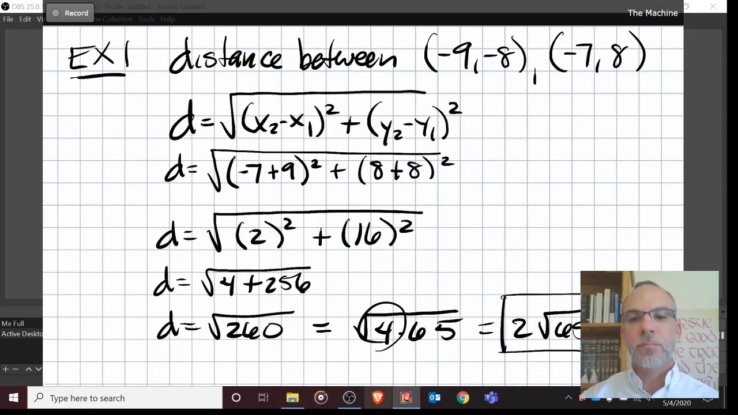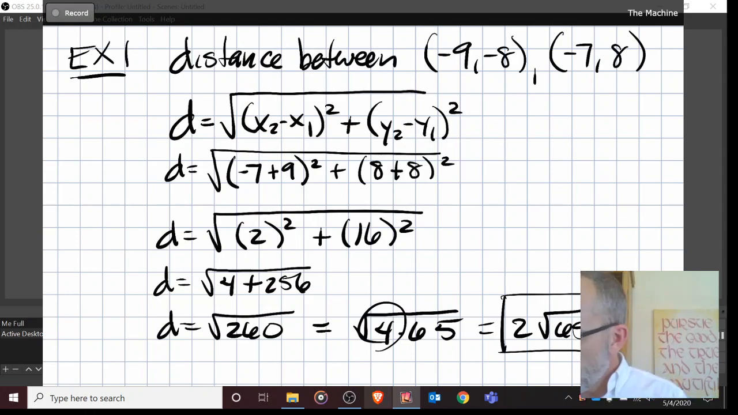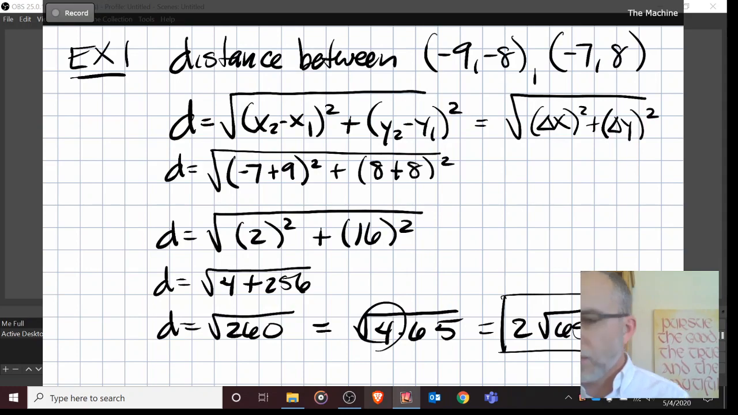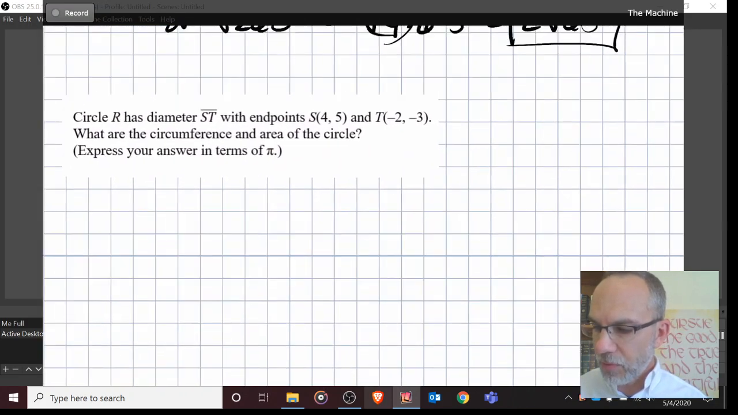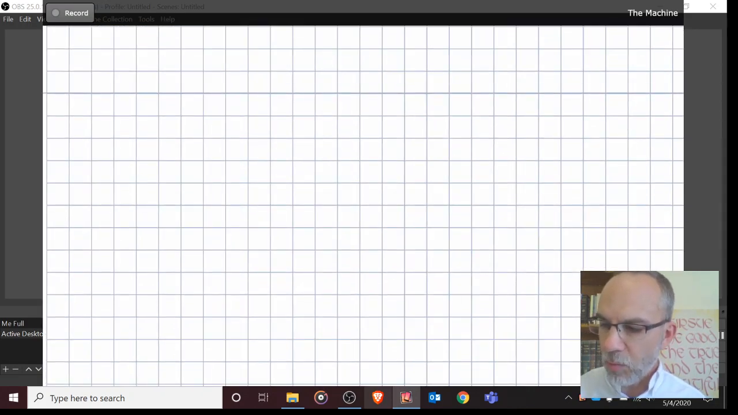How'd you do? Okay, good. You might even do it at this point. To write the formula down, you might even call it the square root of the change in x squared plus the change in y squared. That may be a faster version for you. Okay. So that's example number 1. Example number 2. Whoops, we'll come back to that one in a second. I thought that was lower on the screen.